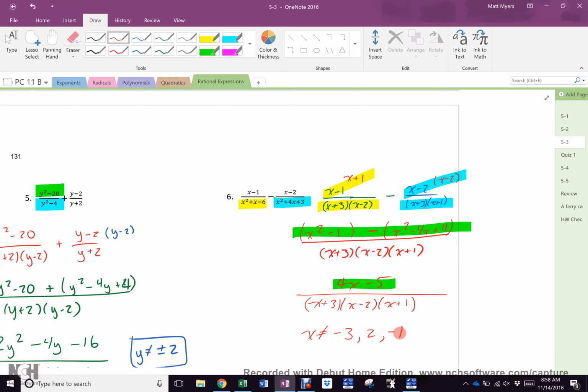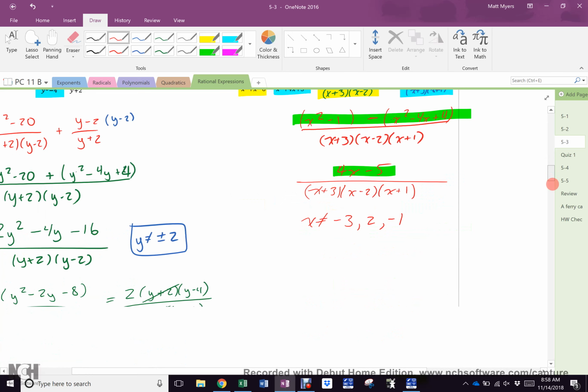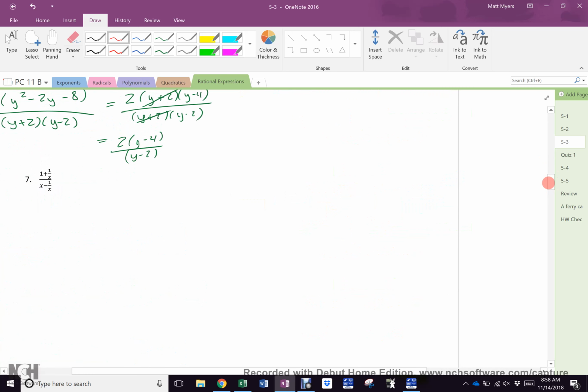What's the only way I can make it difficult? By doing it like number 7. Look at number 7. Why is it scary? There's a fraction and a fraction, yes? But if I rewrite this as 1 plus 1 over x divided by x minus 1 over x, is it now easier to see? Because what would I do if that were a fraction?